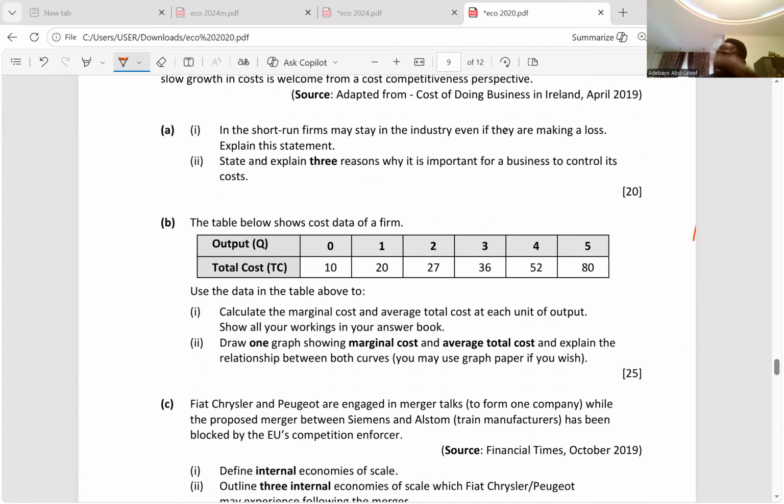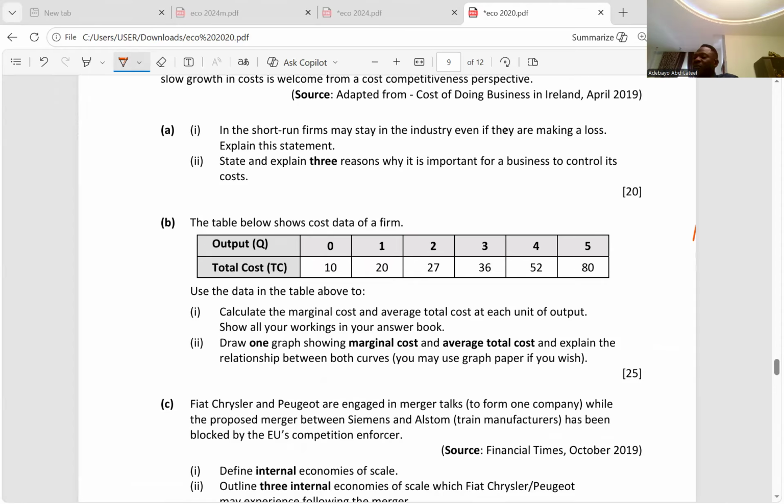If you're able to manage your cost, it means you can pass on low cost as low prices to consumers, and that might attract more customers to buy from you. The third one, it could lead to efficiency. Because when you are reducing your cost, it means you stop wasting resources. And because you stop wasting resources, you become efficient. Do you get the point here? So those are the 3 reasons why it is important to manage your cost.